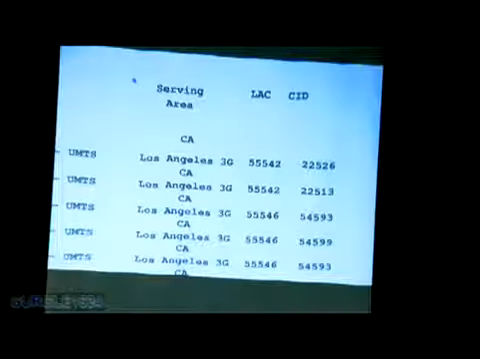And the last three columns. What does serving area, LAC, and CID represent? Serving area is a general location where the call may have been terminated from or received. And identified here as Los Angeles 3G is our 3G network. And LAC identifies location area code. And once again, that's a numerical expression. And CID? And CID is cell identity. I'm sorry? Cell identity for cell sites.